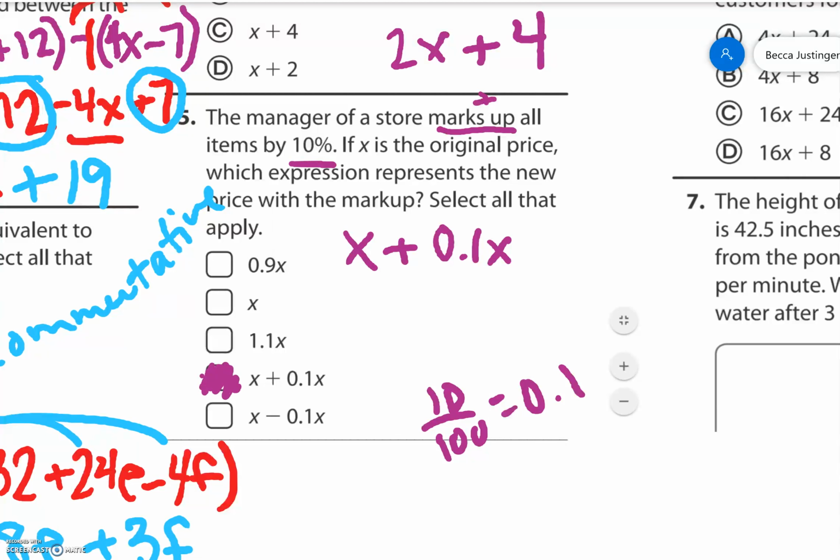But now I also know that these are like terms, so I combine them. Technically, there's a 1 in front of that X. 1 plus 0.1 is 1.1x. So it's also this one. I know it's not the first one because that's less than 1. We know it's a markup, so we want to go higher. Same thing with the last one. It's subtracting. It's a markup, not a mark down. And this second one is just the original price.